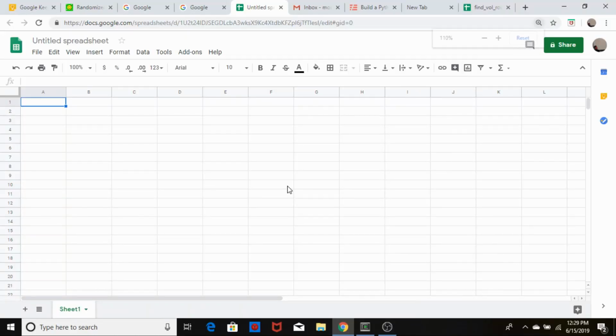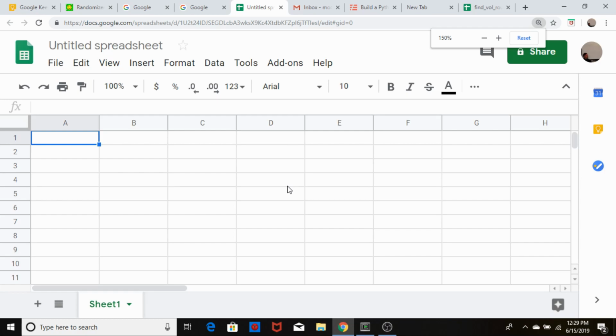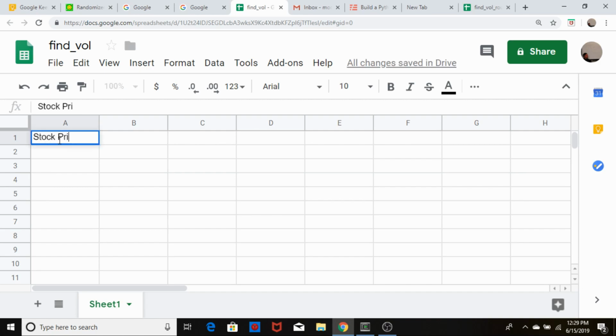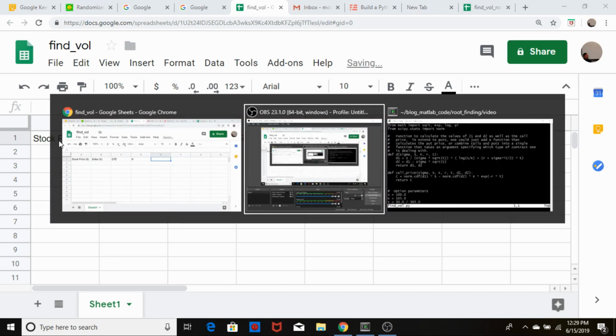Let's first make this bigger so it's a little more visible to everybody. And give it a name. Let's give it the ever original name find vol, just in case I need to come back to this at some later time. The variables we're going to need are the stock price, which is S, strike price, which is K, days till expiration, needs to be in years, risk-free rate as an annual percentage.